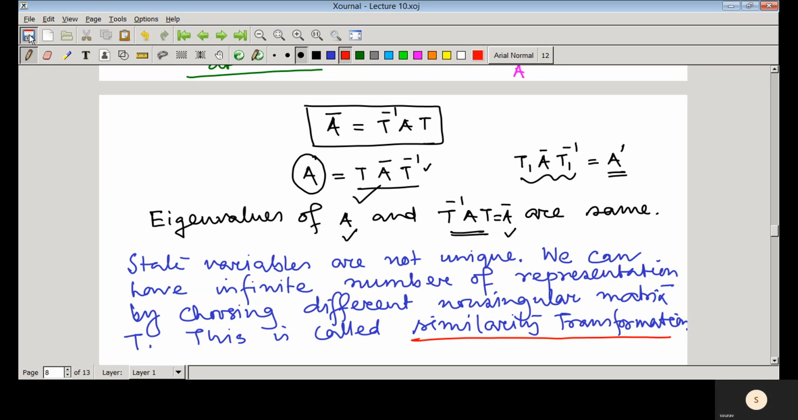So here from this particular example, what we have seen is that state space representation is not unique. That means if you have a dynamical system, you can have different state space realizations. It depends on you which state vector you are choosing.